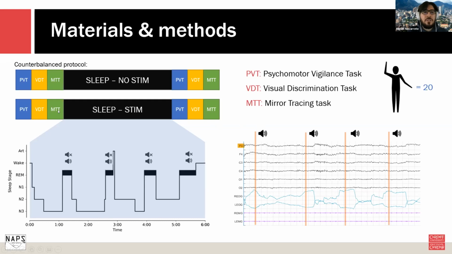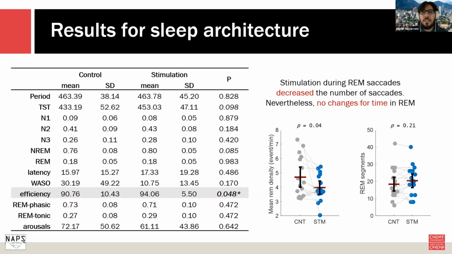We also provided tasks before and after the sleep, three different tasks. The first is a psychomotor vigilance task, which is very common in sleep studies. Secondly, a visual discrimination task, and a mirror tracing task. These two tasks, the discrimination task and the mirror tracing task, had been previously related in some way to REM sleep.